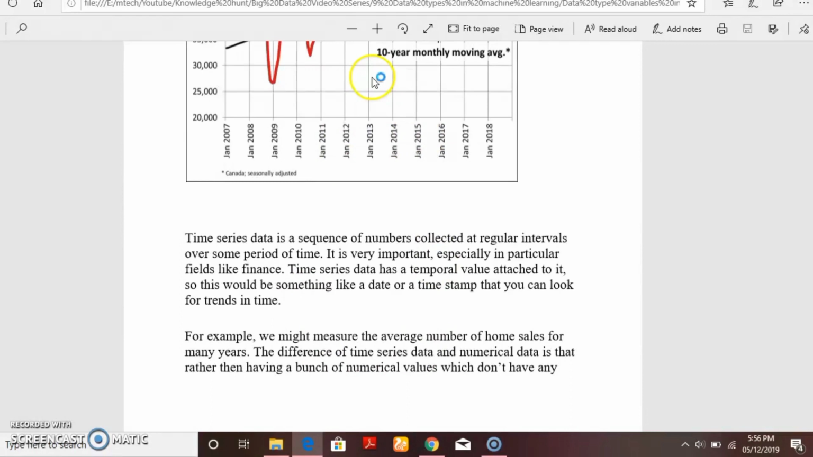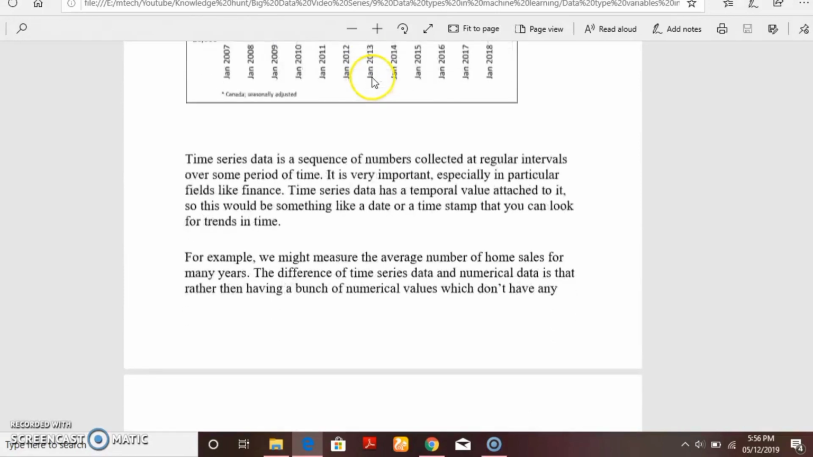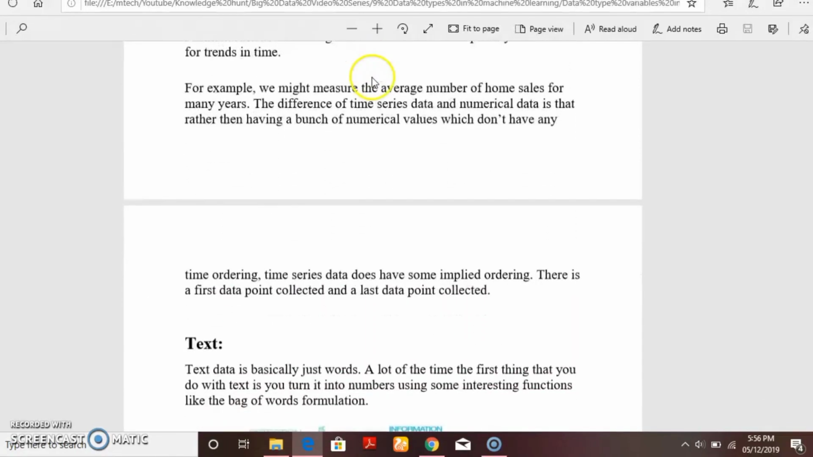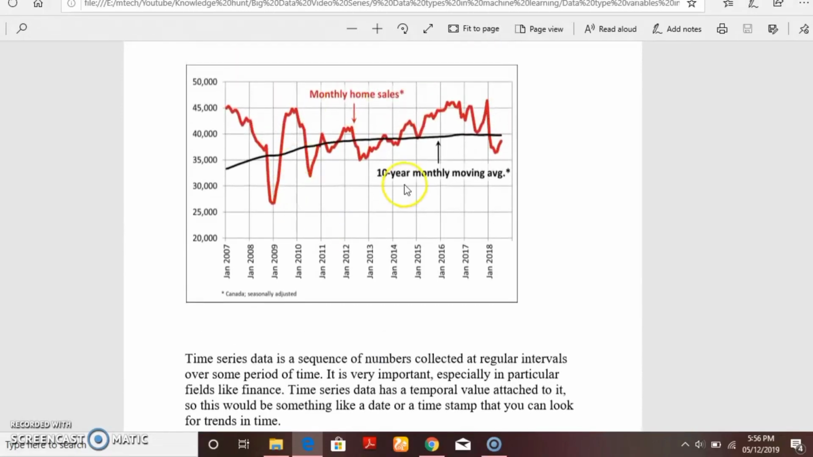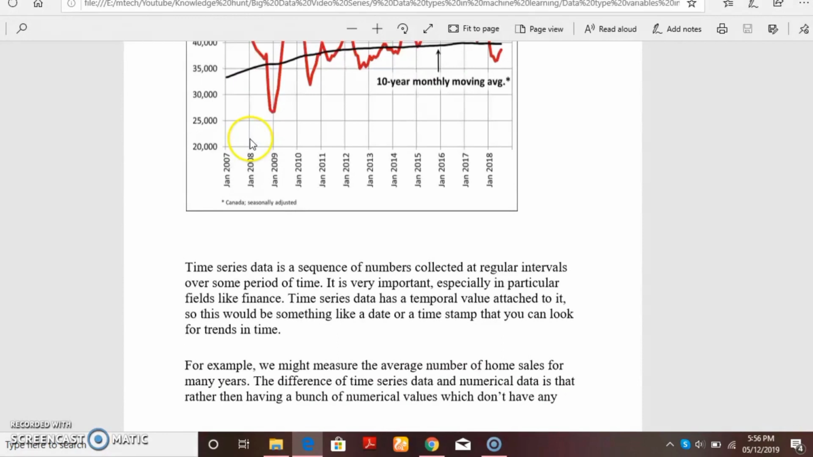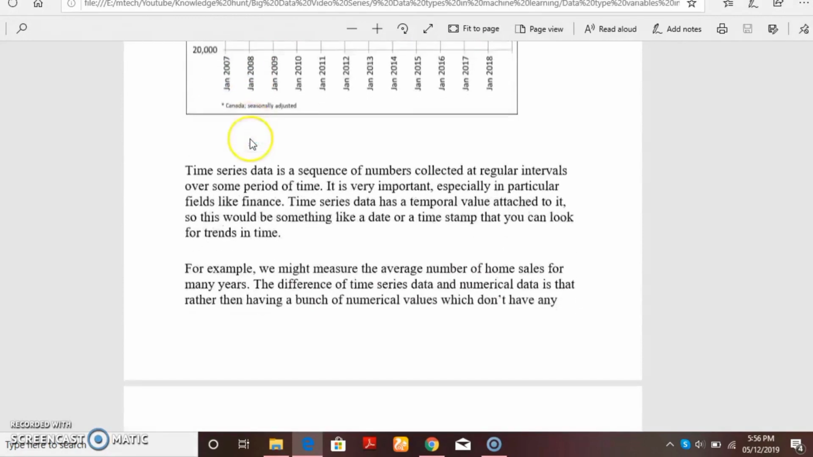The difference between time series data and numeric data is that rather than having a bunch of numeric values with no time ordering, time series data has an implied ordering. There is a first data point collected and a last data point collected. In numerical data we just gave a number, like 500 houses sold. But here, from January 2007 to January 2008, the number of homes was 45,000, and it was decreasing. In time series data, we can show the average, as well as a combination of 2 years or 2 different time periods.